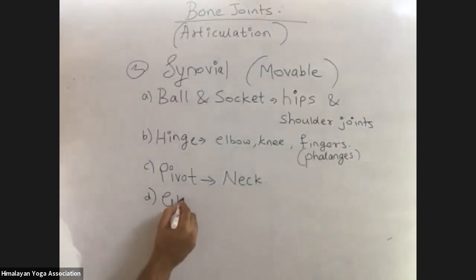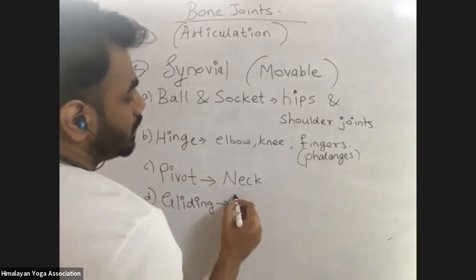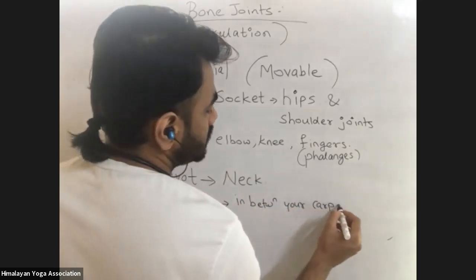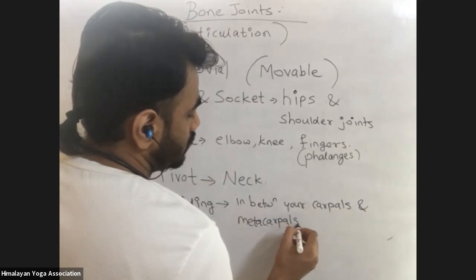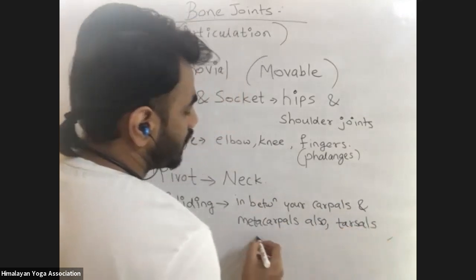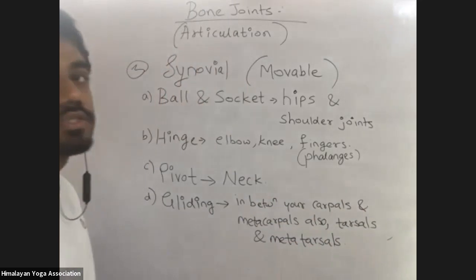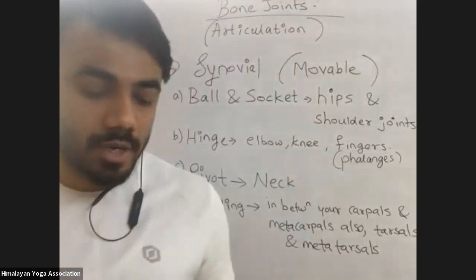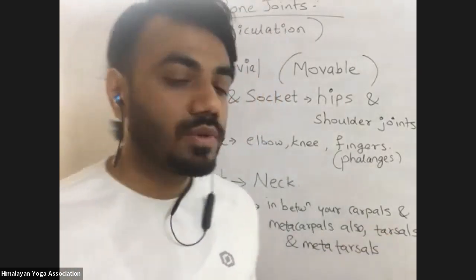Similarly, you have the gliding joint. Gliding joint is found, for example, in between your carpal and metacarpal. Also tarsal and metatarsal. So you find these joints in your carpal and metacarpal, that means in your wrist and ankle. Ankle bones are known as tarsals, wrist bones are known as carpals.